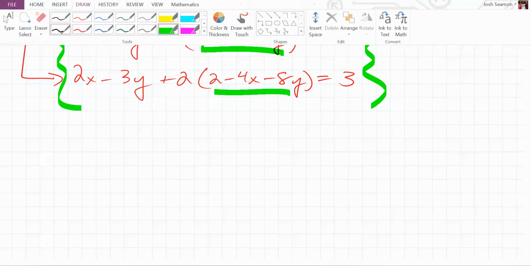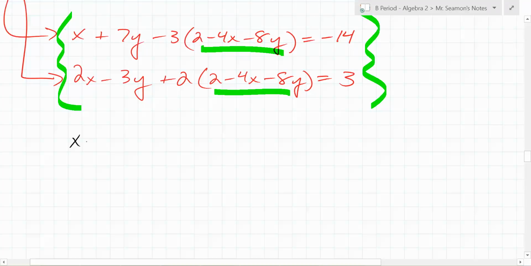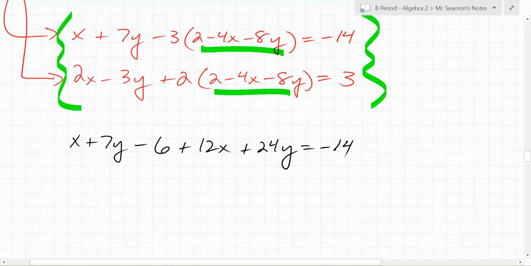So if you simplify the top one, you end up with x plus 7y minus what? Notice minus 6 plus what? 12x plus 24y is equal to negative 14. Does everybody see where that came from? Let's just simplify this one first.